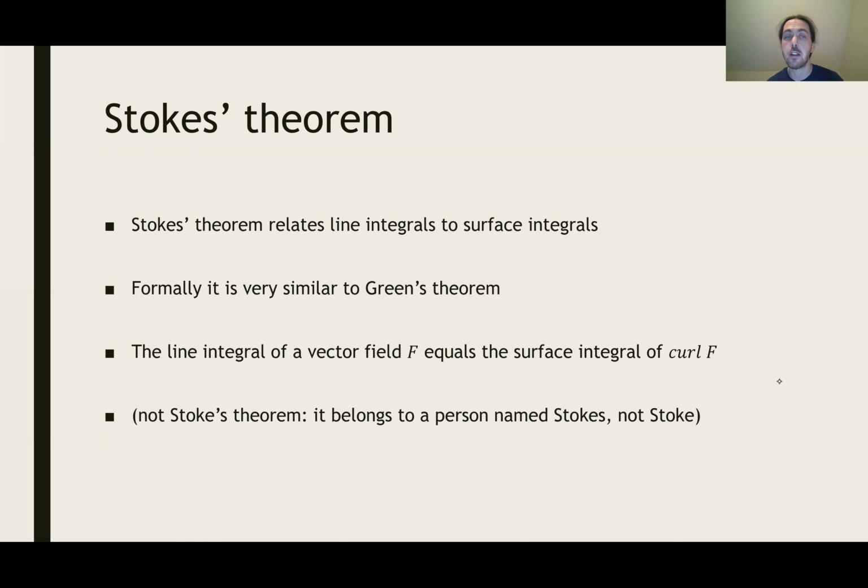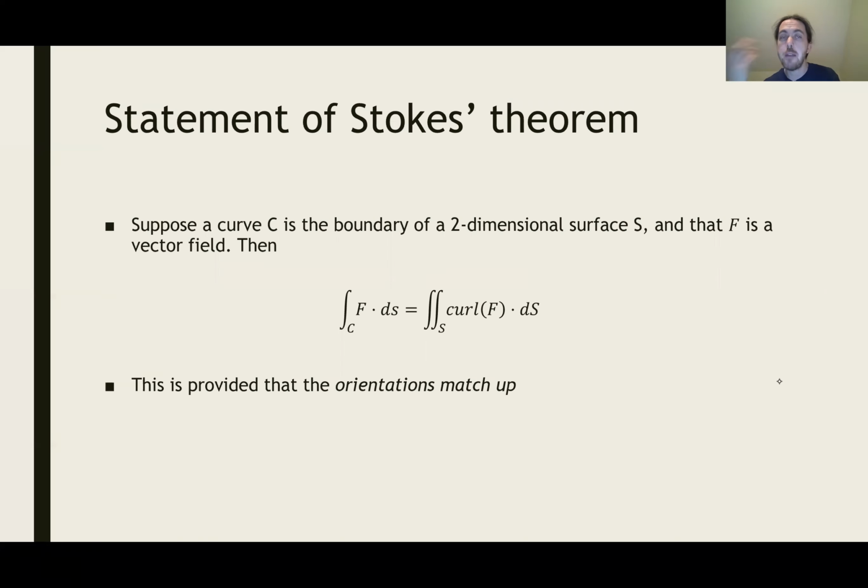And it tells us that the line integral is equal to the surface integral of the curl of that vector field. So the statement of Stokes' theorem is that suppose we have a curve that goes around the boundary of a two-dimensional surface, and we've got a vector field. Then integrating that vector field over the curve is the same as integrating the curl of that vector field over the surface. And here curl is curl in 3D.